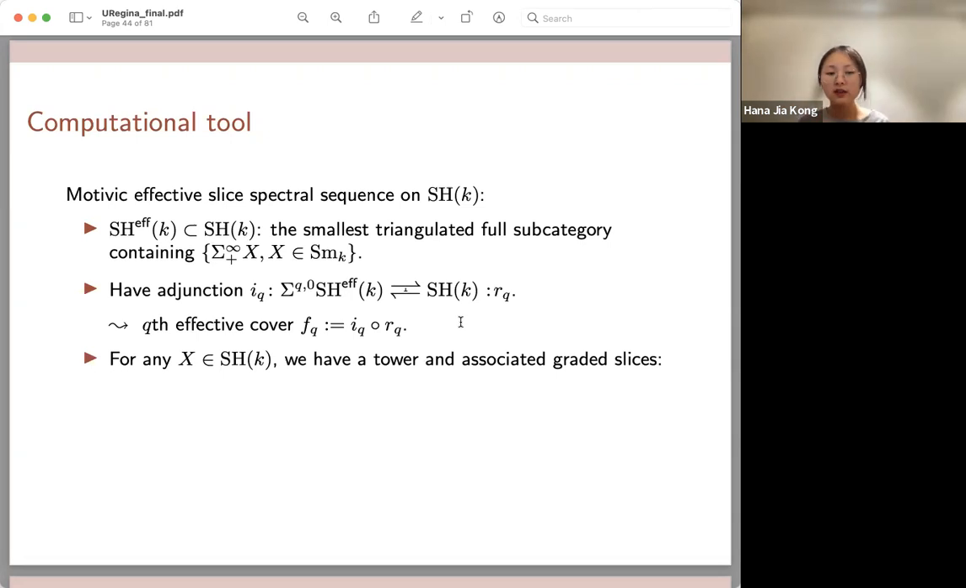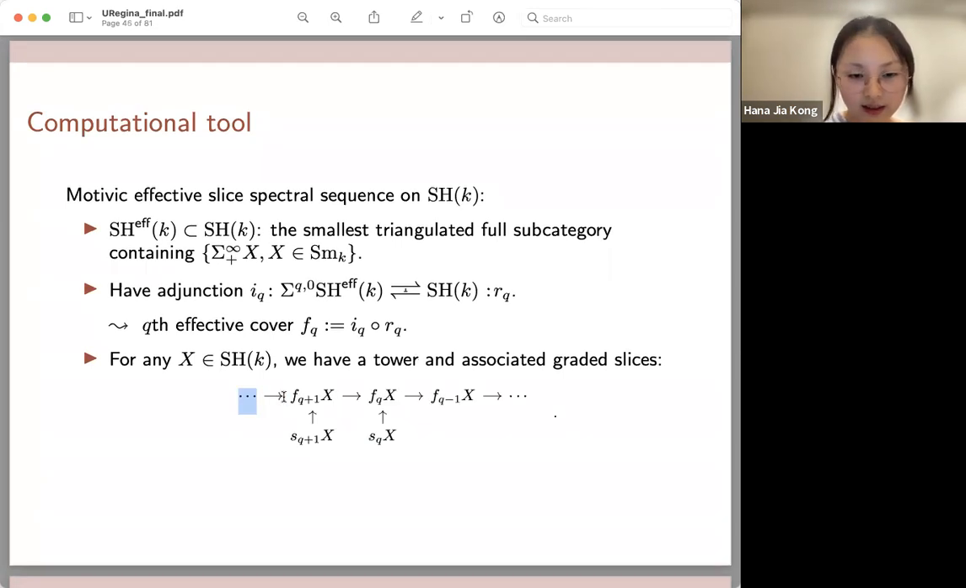And for any motivic spectrum X, we can use these effective cover functors to build a tower. This is the associated effective tower for X, and we can also get the associated graded slices. For example, the q+1 slice is defined to be the fiber of the map from the q+1 stage to the q stage. This is analogous to the Whitehead tower or Postnikov tower in the classical stable homotopy category.